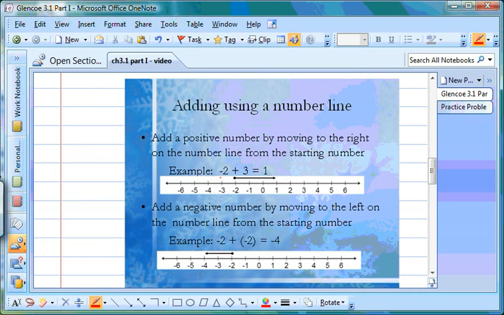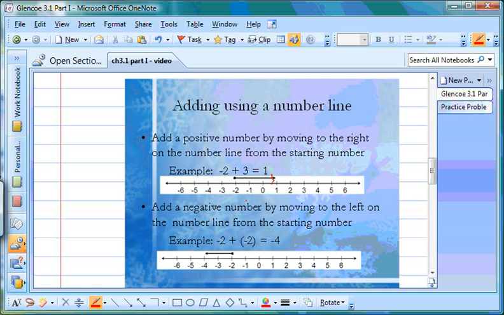We start with the first number they give us, -2, and we put a dot there. So on -2, we have a dot, and then we need to move 3 places to the right because the next number they give us is +3. So we move 3 to the right, 1, 2, 3, and that gives us an answer of 1.